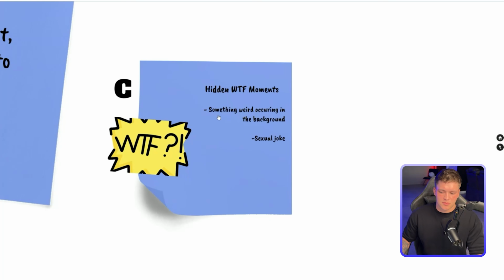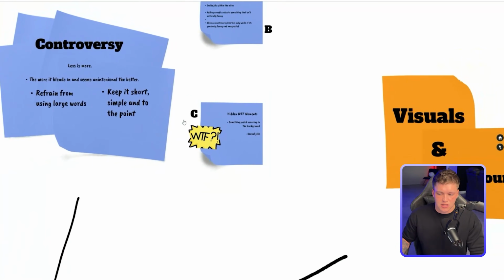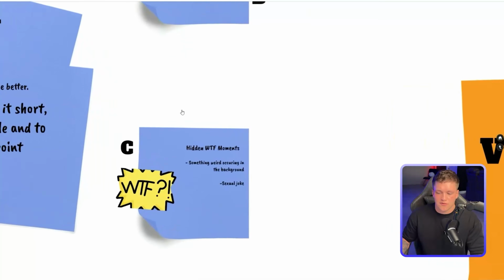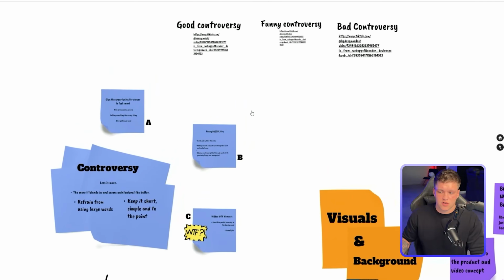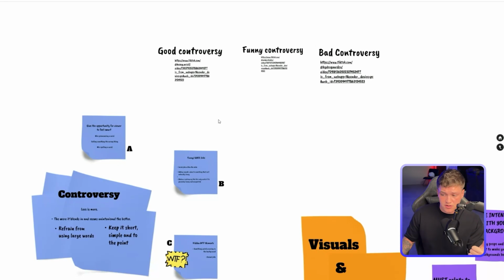By hidden "what the fuck" moments, what I mean is something maybe weird occurring in the background, or even a sexual joke. But like I said, this is really one of the worst. It's kind of hard to pull this one off and still convert really well, but it is possible. So those are your 3 types of controversy. Now let's get into examples for good controversy, funny controversy, and bad controversy.